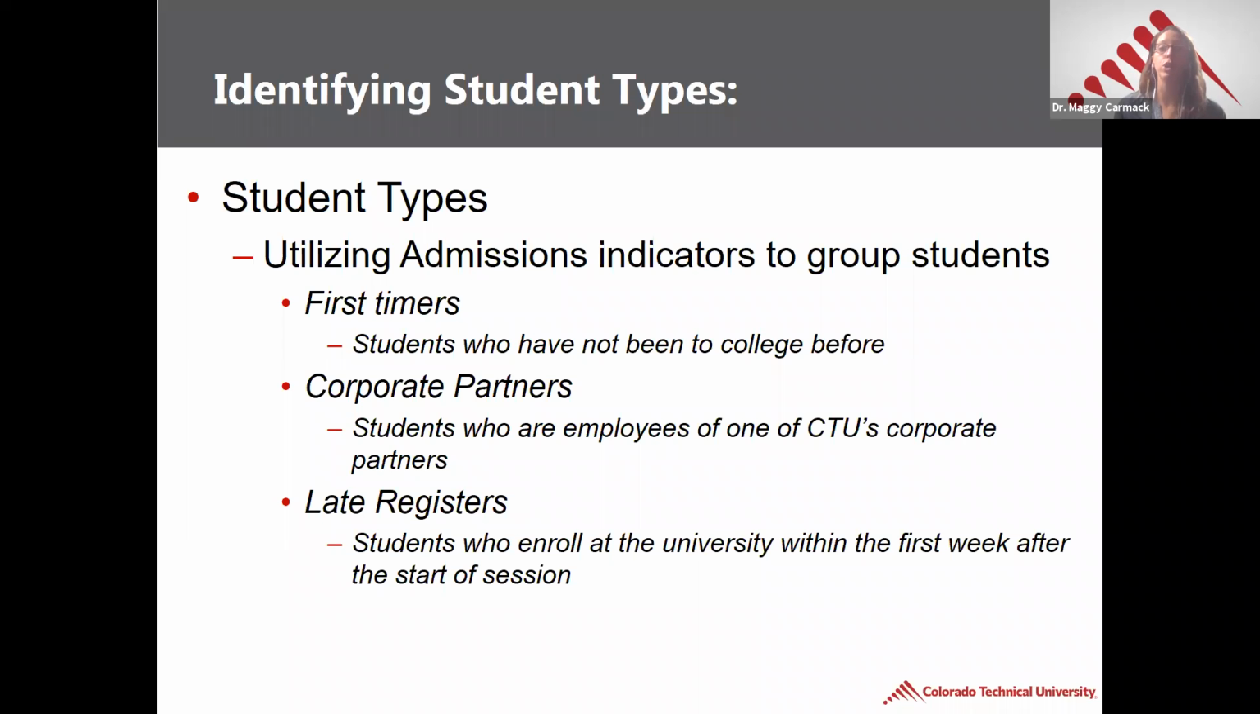Oftentimes these are students who are returning to college, either returning to get a higher degree, so associates to bachelor's, students who are coming for a second bachelor's degree, students coming for a second associate. These are often students with some college experience under their belt. And then the last group is what we call our late registers. And these are students who have enrolled at the university within the first week of the start of the session. We actually allow students to enroll up through that first week of the session. So these are students who are sort of coming in almost last minute.